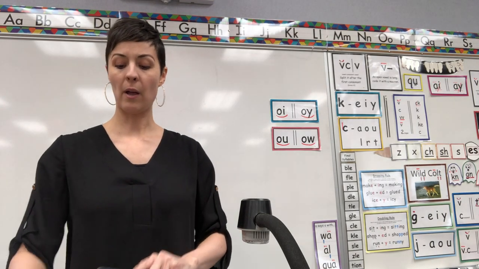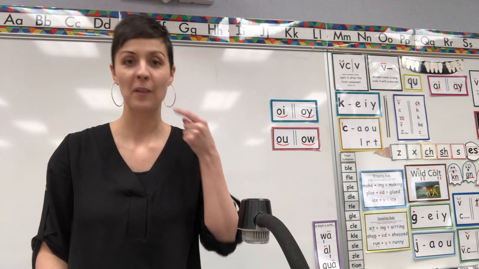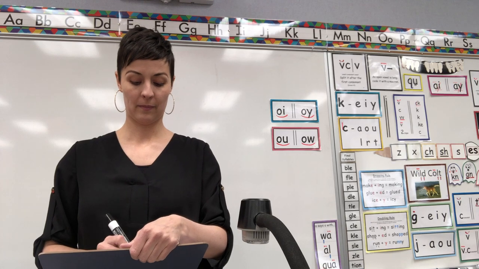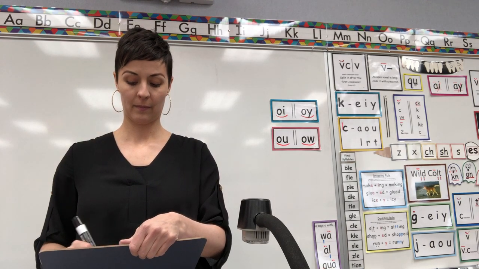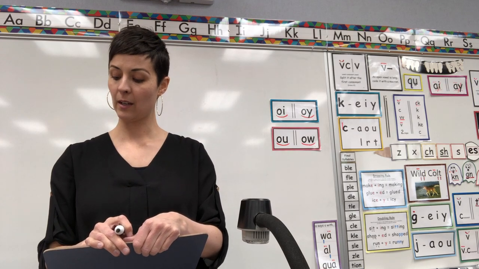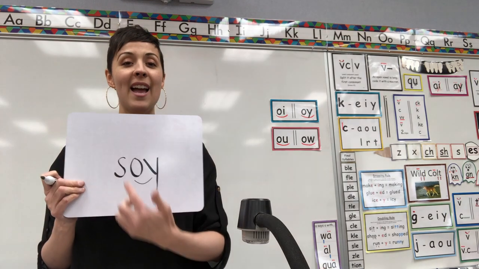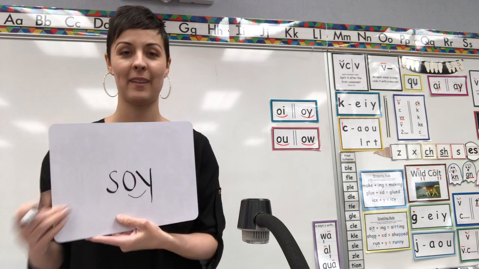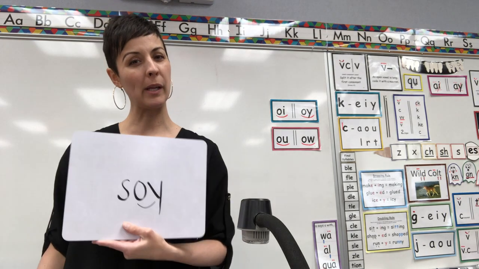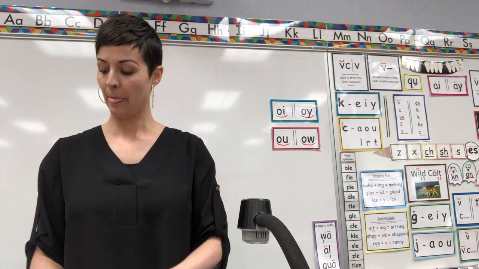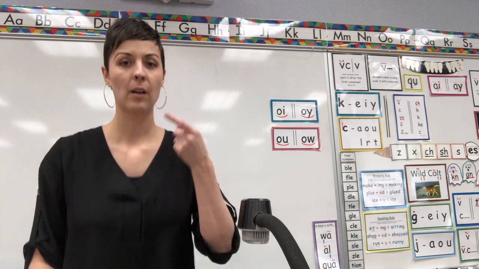Next word, spell for me the word soy. What word? Soy. Okay, can we check it? Soy should be S-O-Y, arc the diphthong. Like some people drink soy milk. Erase, erase. Next word, spell for me the word crouch.